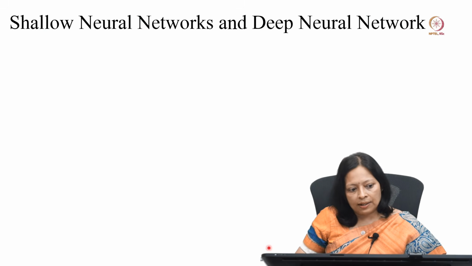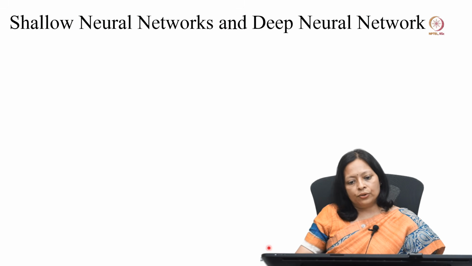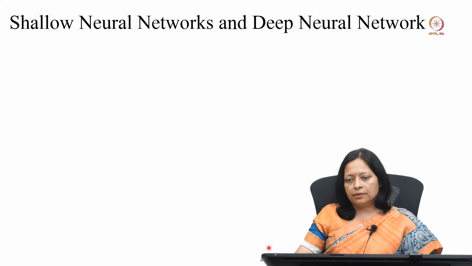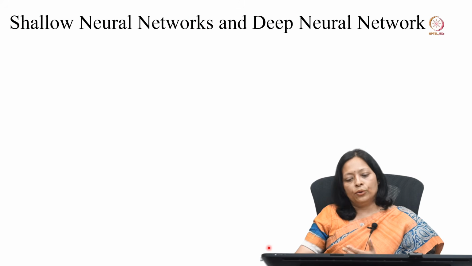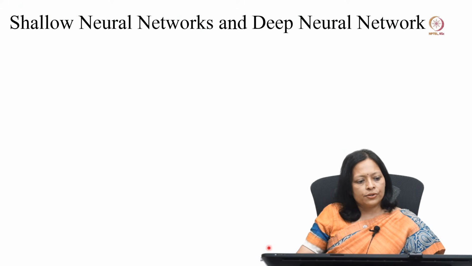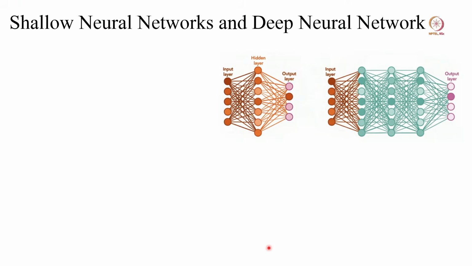Then we come to something called shallow neural network and deep neural network. We are all speaking about neural networks. Now there are two terms, shallow and deep neural network. We'll try to see what these two are. So if we see, I have two pictures. The first one is a shallow neural network where there is one hidden layer of neurons, whereas in the deep neural network there are multiple hidden layers.